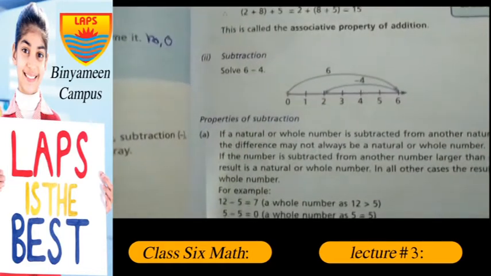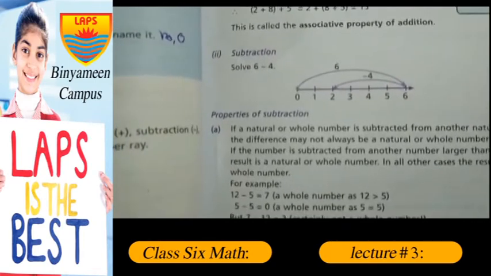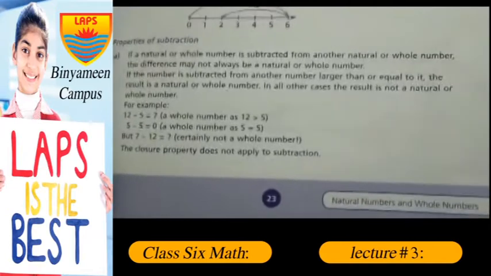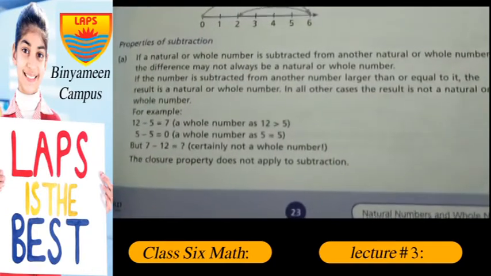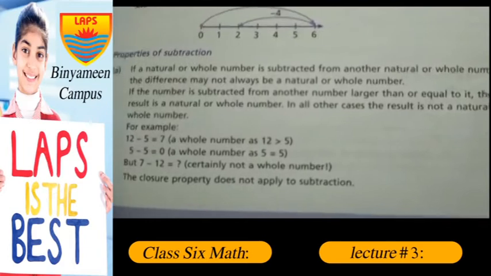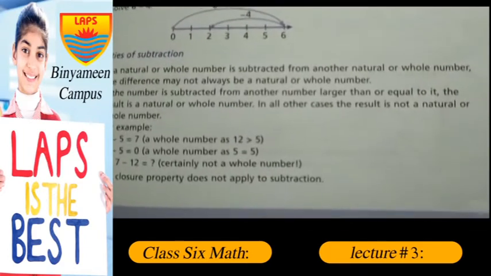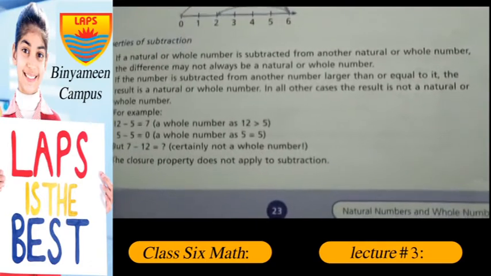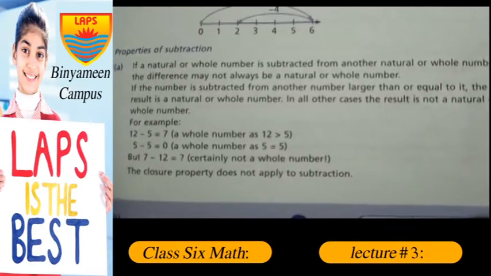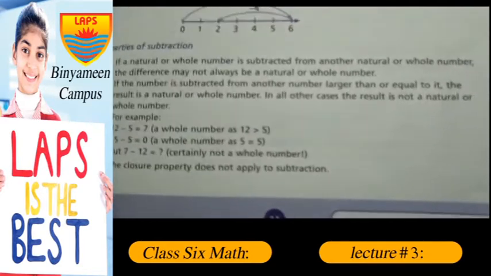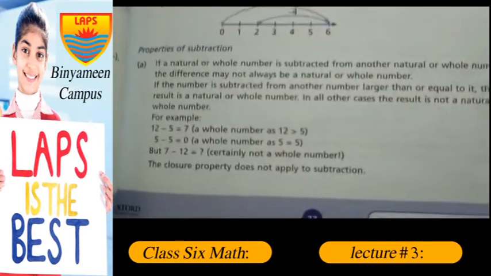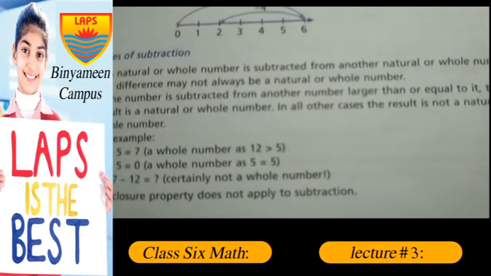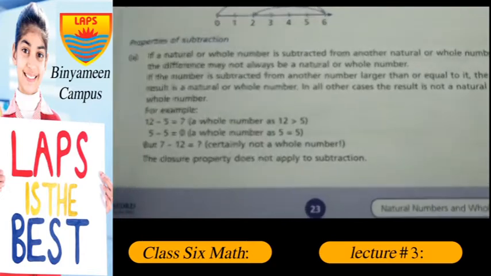Then subtraction. Then properties of subtraction. Point 1. If a natural or whole number is subtracted from another natural or whole number, the difference may not always be a natural or whole number. If the number is subtracted from another number larger than or equal to it, the result is a natural or whole number. In all other cases, the result is not a natural or whole number.